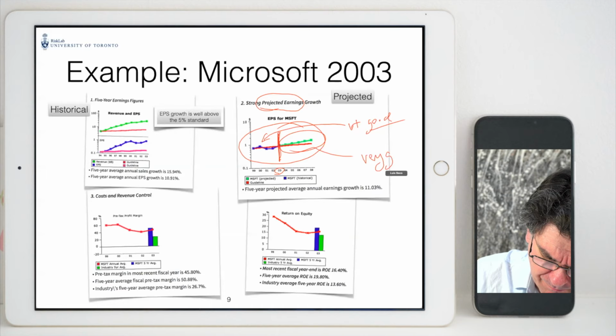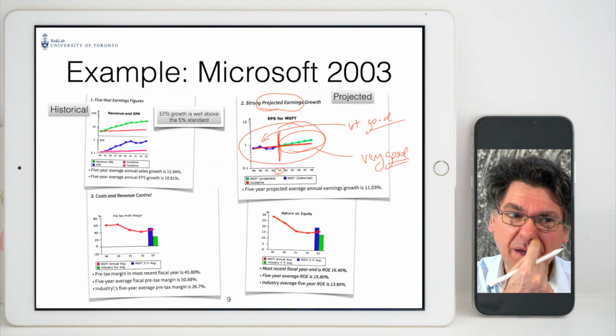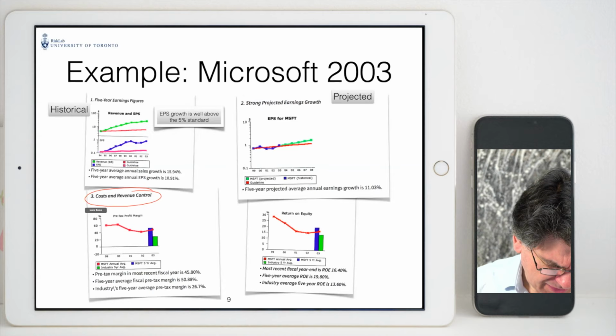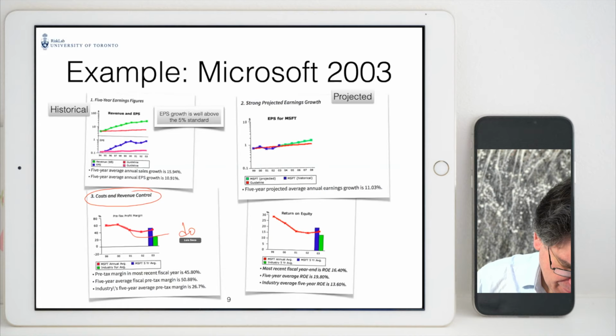You have to make your projections, and this is difficult. This is what people do. You make projections, and from the projections, you see how well they work. Another one was costs and revenue control. And what you can see is that the costs were going down. Good.